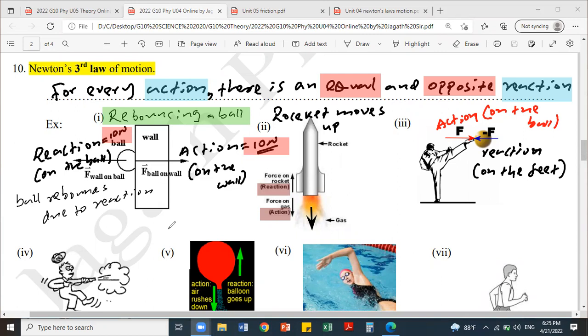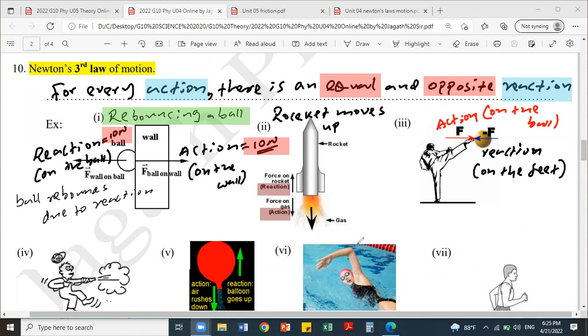If two vehicles collide with each other, both vehicles get damaged. Not only one vehicle, because of the action and reaction. One vehicle gets damaged due to the action, the other vehicle gets damaged due to the reaction. So that's how it happens. So they always act as pairs, right? Action and reaction act as pairs.